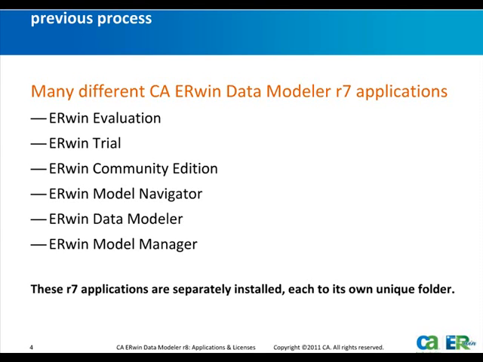With prior versions of CA Erwin Data Modeler, it was often necessary to install several different versions of Erwin applications on one workstation. For example, an Erwin R7 workstation could have installations of each of the R7 applications shown here, making it possible to have 6 separate installations of R7 applications on a single workstation.